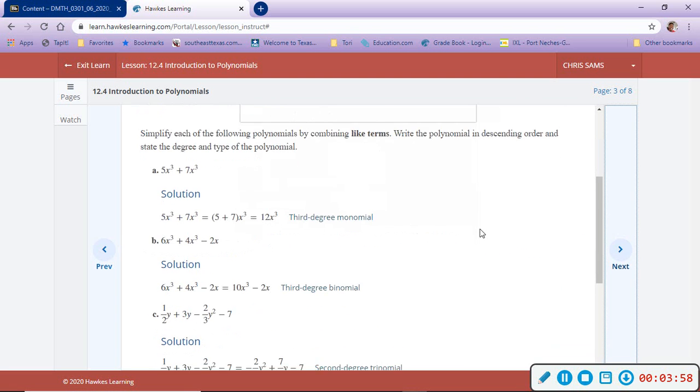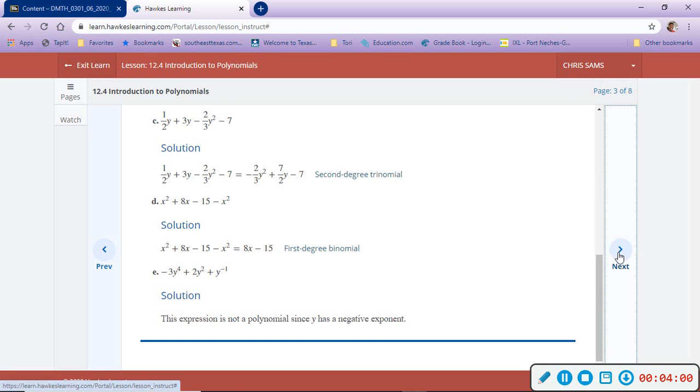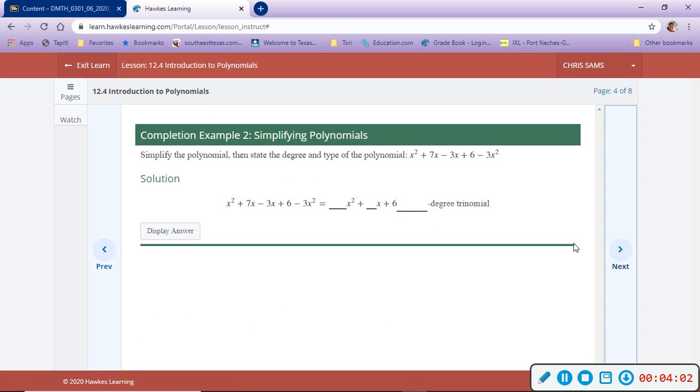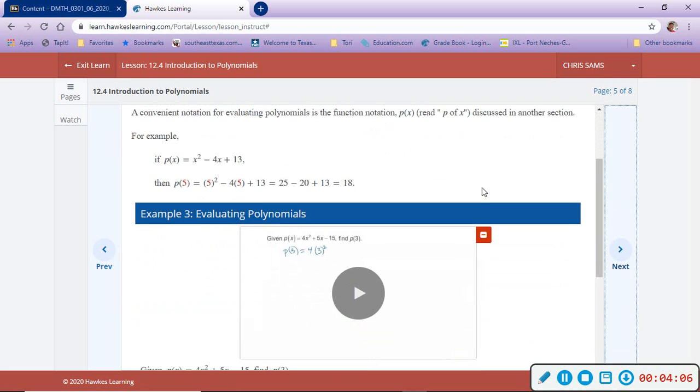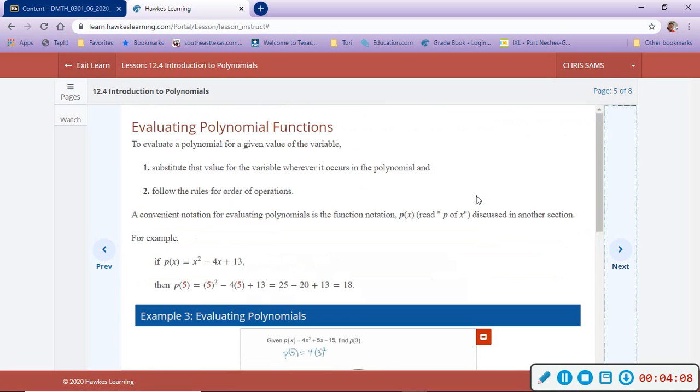Alright, so here are some practice problems provided by Hawks that they walk you through. We'll do several together. We're also going to start evaluating some of these polynomials. So we'll give you something like this, and then notice it says p of x. That's the way you read this, p of x, and it's showing you here in red, p of x, not p times x. So be careful, because I know it looks like multiplication, but you want to read it p of x.